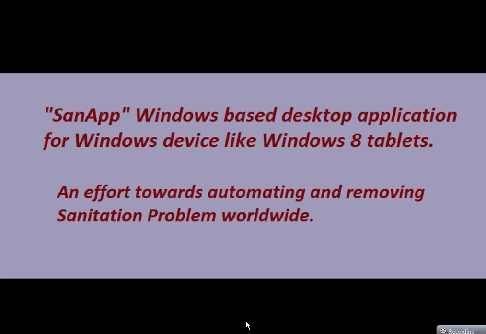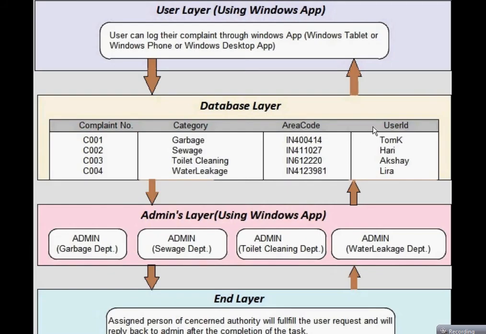SanApp basically consists of four different types of layers: the user layer, database layer, admin layer, and end layer. In the user layer, the user can log their complaints through the Windows app, that is, Windows tablets, Windows phone, or Windows desktop application. In the database layer, the incoming request from the user will be stored in a central database server. Now here is the admin layer. From the database layer, the incoming request will be routed to the admin of the different departments like the garbage department, sewage department, all cleaning, water leakage, etc. From the admin layer, it will be assigned to a particular person who will be responsible for the fulfillment of the task.